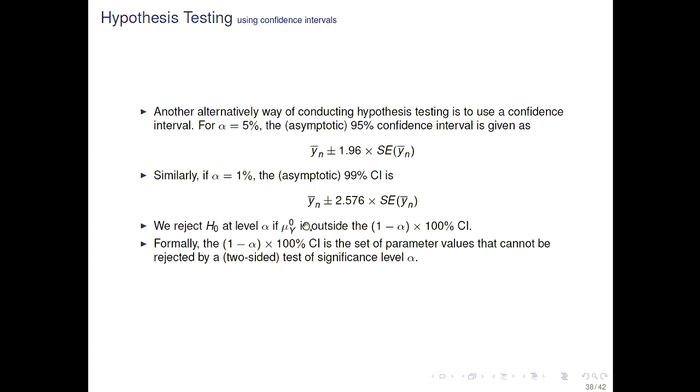So the decision rule is just this. If the value under the null hypothesis is outside the confidence interval, then you're going to reject the null hypothesis. So simple. In other words, the confidence interval is the set of parameter values that cannot be rejected by two-sided hypothesis testing with a given level of significance.